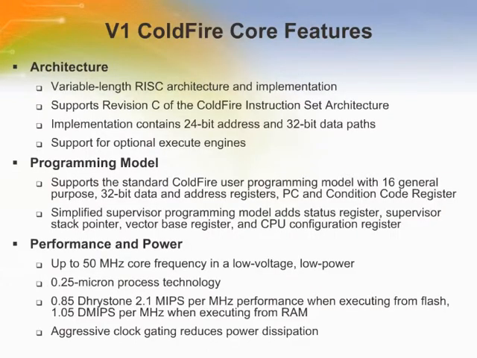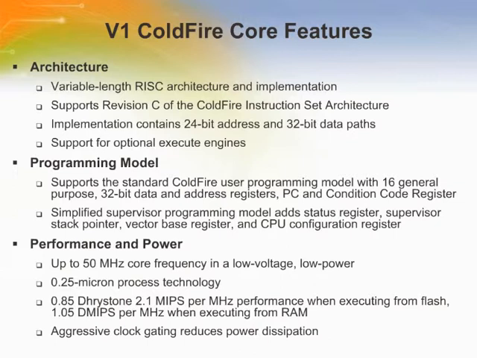The V1 core is a variable length RISC architecture and implementation supporting revision C of the ColdFire instruction set architecture. The implementation includes 24-bit address and 32-bit data paths, and the core design optionally supports inclusion of various execute engines like an integer divide, multiply accumulate engines for both MAC or eMAC, and the cryptographic acceleration coprocessor.